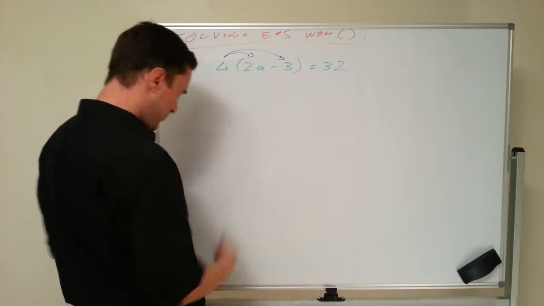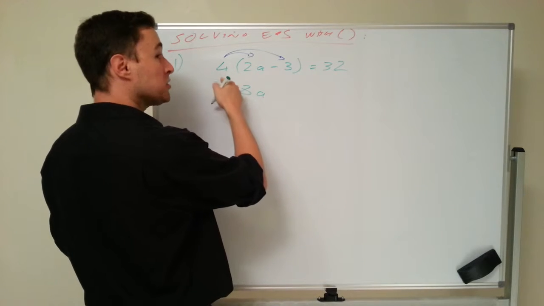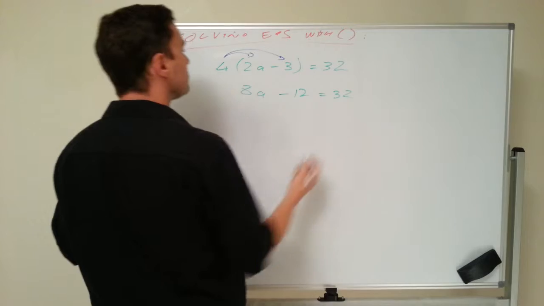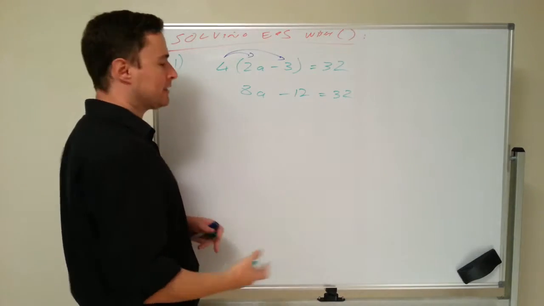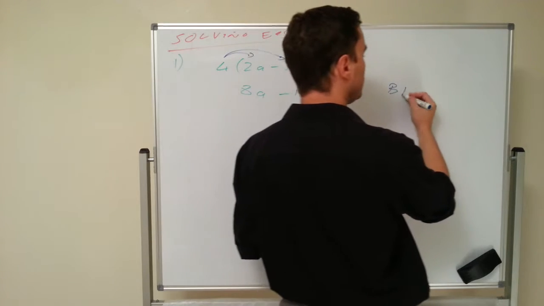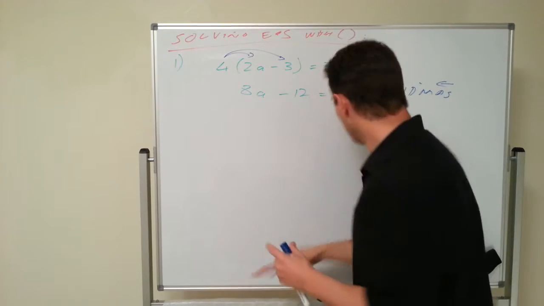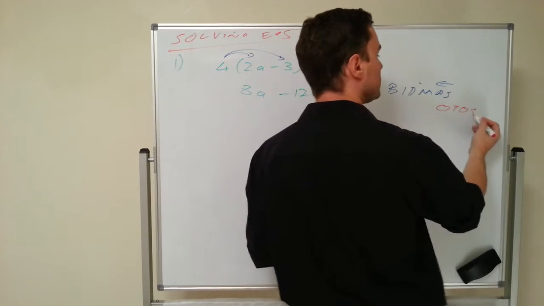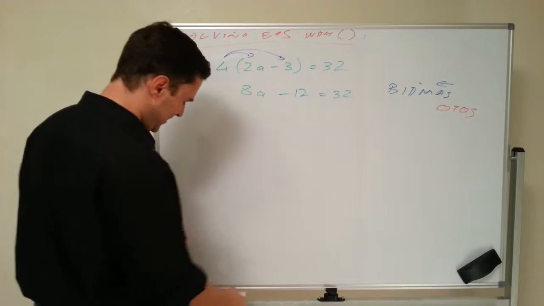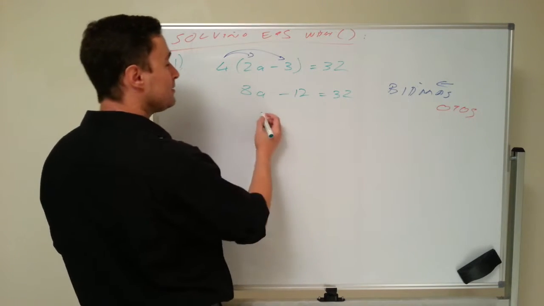So 4 times 2a is 8a. Positive 4 times negative 3 is negative 12. Equals 32. So that's my first step. I expand the brackets, and now I can go from here. I can do BIDMAS backwards, and OTOS, opposite to other side. I like that red and blue and white combo, you know. Okay, anyway, 8a minus 12 equals 32.